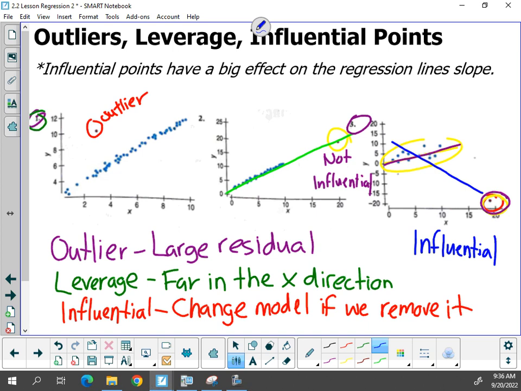And then finally, if we look over here at this one, no leverage, it's an outlier. It probably has some influence because our line would probably be just like that without it, and this data point is going to probably pull it up a little bit. So it's going to have some influence, but not nearly as much as the one in number 3.